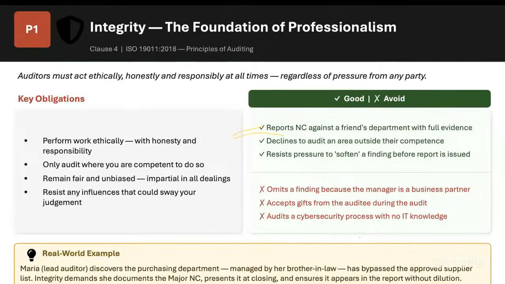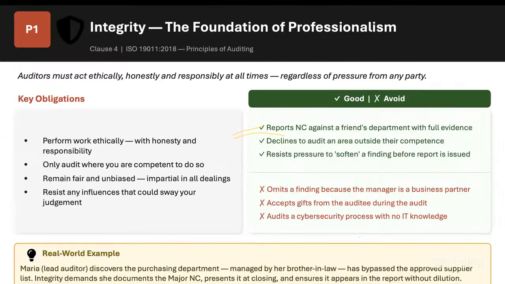Decline to audit an area outside their competence, resist pressure to soften a finding before the report is issued. Some people come and meet you, saying, "Oh, please now, the kind of words that you use, it's too this, it's too that. Why don't you write it like this so that the management will not see it as something big?" Resist that. Those are influences that could sway your judgment.